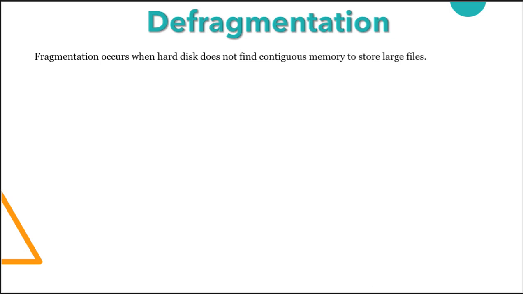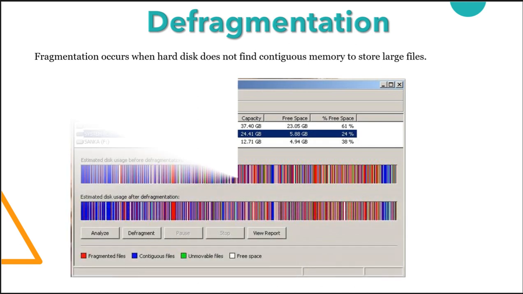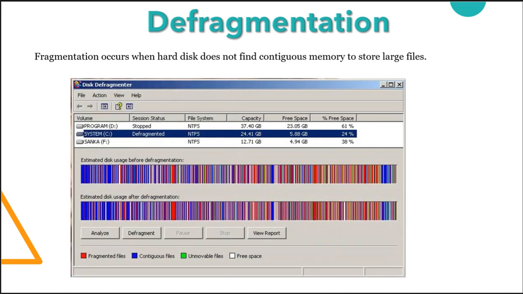Next, we have defragmentation. To understand defragmentation, first we need to understand the term fragmentation. Fragmentation occurs when the hard disk does not find contiguous memory to store large files. For example, you want to save a file of 100 MB of data in your hard disk. Your operating system first searches for a space.